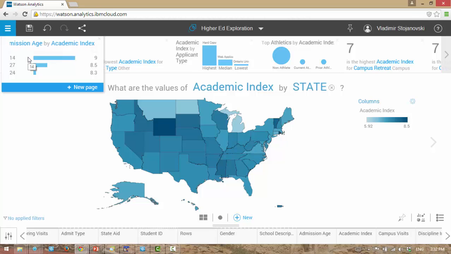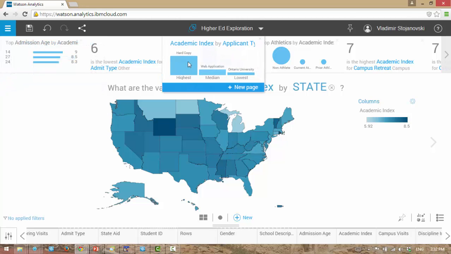For example, here I see admission age by academic index. Our 14-year-olds on average have the highest academic index, followed by 27-year-olds and 24-year-olds. That's not the question that we asked, but it's related, and Watson Analytics believes that it's relevant to the line of thinking that we have in mind.